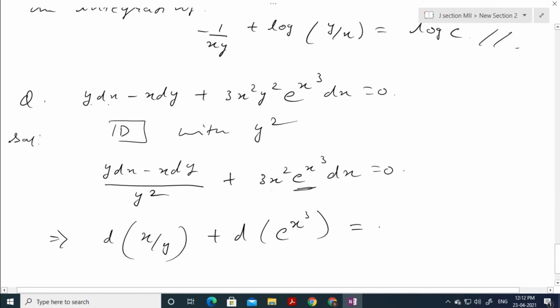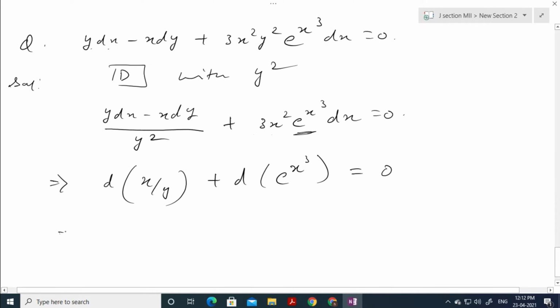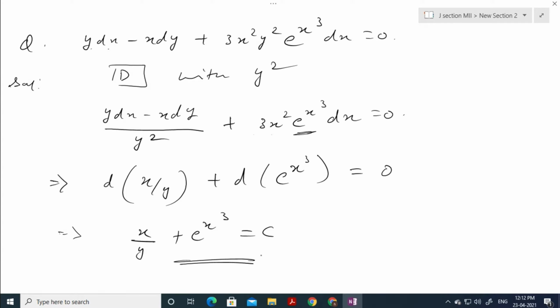Is it or not? Yes, ma'am. Okay. Now integrate. On integrating, the solution will be just x by y plus e to the power x cube equal to c, you have to write. And this is the required general solution. Got it, all of you? Yes, ma'am.